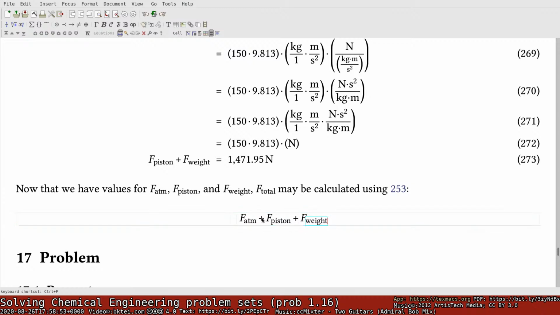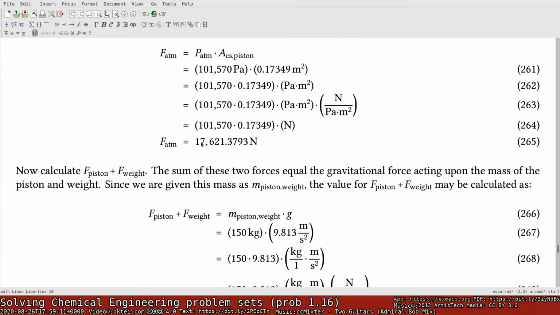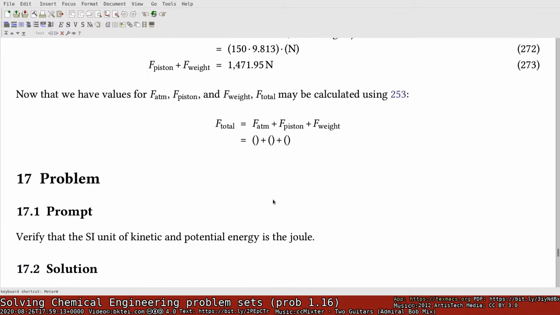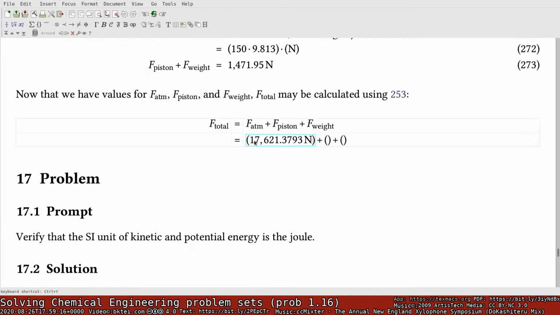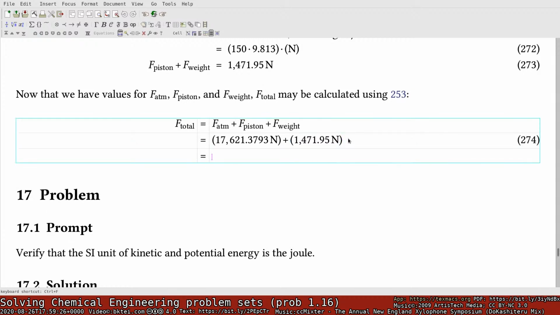Okay. F underscore text total. Don't give that a number because it's already up there. FATM, so we have a number plus a number plus a number. FATM was this number, so we'll just put that into the first one. F piston and weight are actually together, so we'll just go like that. And that should be it. We just plug these numbers in together.